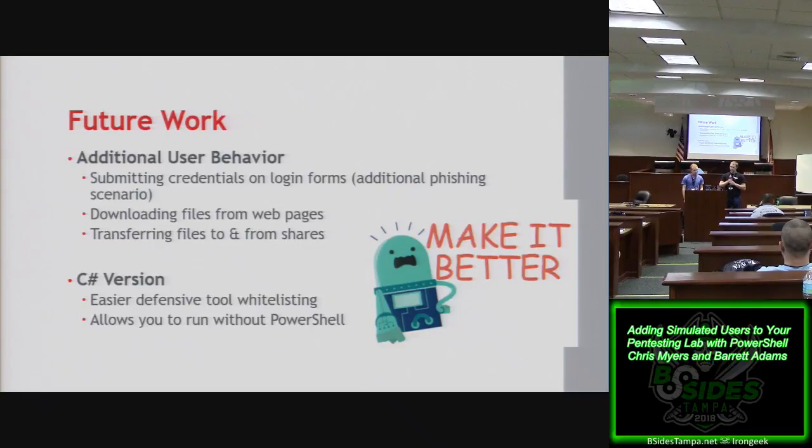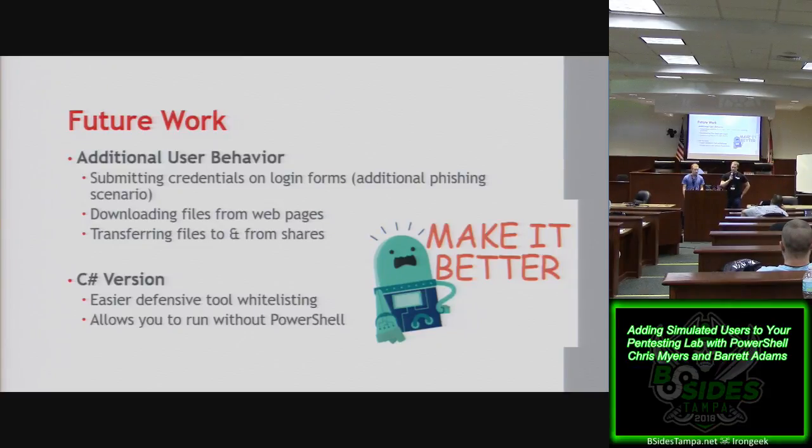So some of the future work we plan on doing to make it better is brainstorming additional user behaviors to simulate. One thing could be submitting credentials to login prompts that get opened, and that would make the phishing scenarios even more realistic, so you can try to harvest credentials when you're doing a phishing attack by setting up a fake Outlook webmail login or something like that. And then we're going to look into downloading files and actually transferring the files to and from real shares so that you have some additional realism and additional traffic happening on the network.